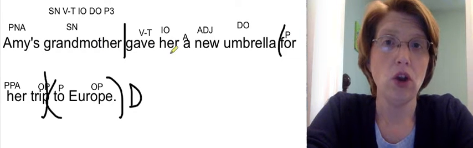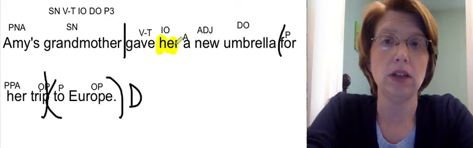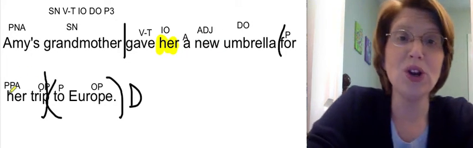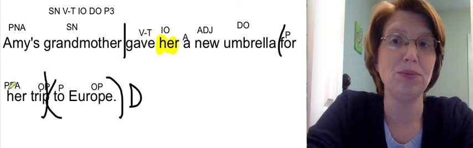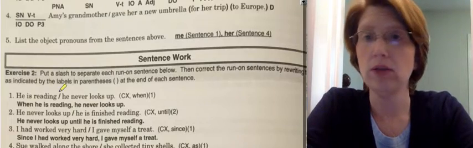Okay. Her, indirect object. That's your other one. But look at this her. It's the same word, but it's not used the same way. This is possessive, so I wouldn't write that. So I would have me and her, and those are your object pronouns.